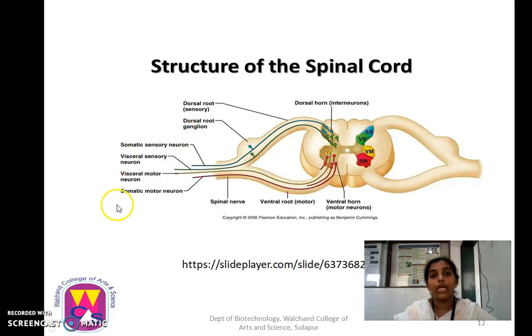For example, if we touch a hot pan, that hot sensation is sensed by the sensory neuron and processed here in the spinal cord, in the central nervous system. Through the motor neuron, the response is sent to remove the hand. So with the help of the motor neuron, we immediately get the information, remove our hand, and protect our body from the heat. This is the function of the spinal cord, which is connected by the sensory neurons and the motor neurons.